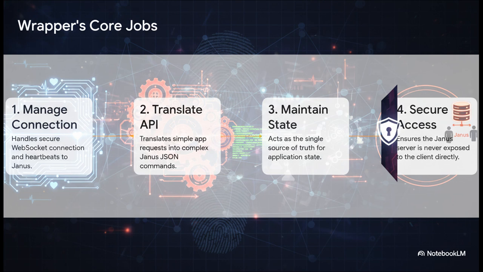First, it manages that persistent, secure connection to Janus and reliably handles all the low-level stuff, like heartbeats. Second, it's a translator. It takes a simple request from your app, like join room, and turns it into the complicated sequence of JSON commands that Janus needs. And third, and this is the most important one, it becomes the single source of truth for your application state. It tracks who is in what room, completely separate from Janus.